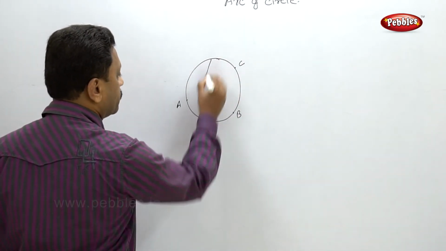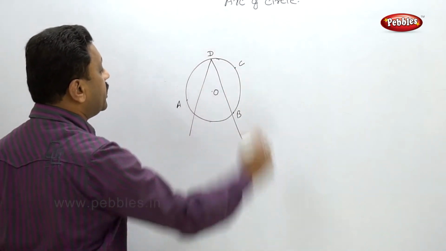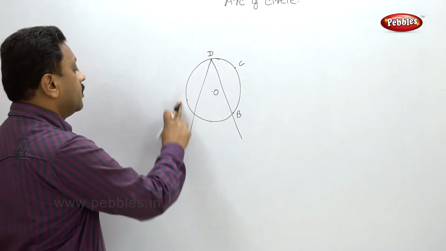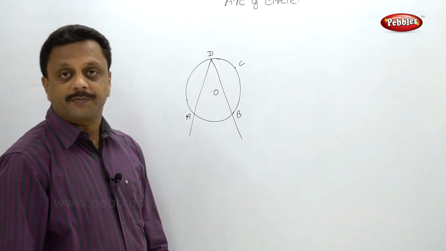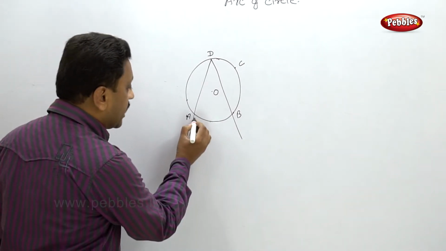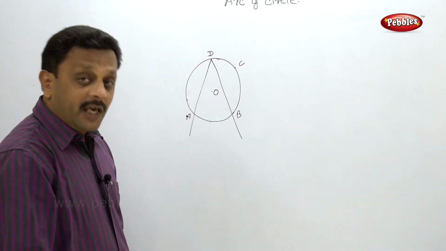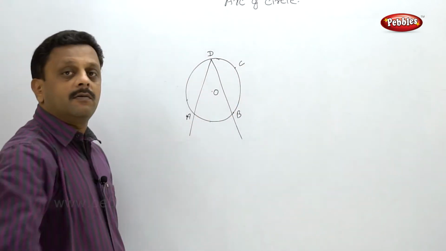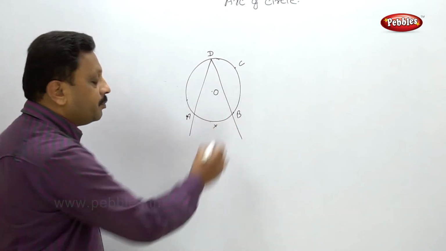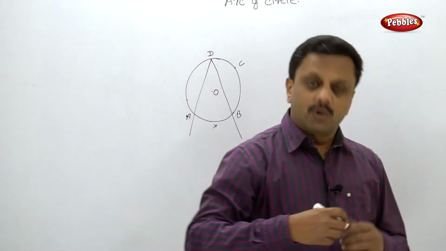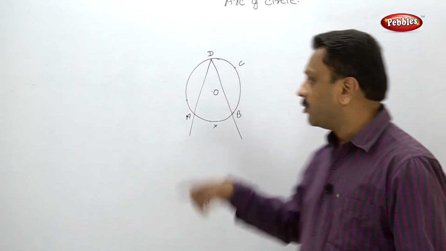Suppose this is an angle. Let me call this point D and this be point A, this point of contact, and this be point B. Correct? Then this is an arc, AB is an arc, but if you say AB, I can say this is also AB. So I will give another letter X. So this is AXB. And since it is smaller than the bigger one, I can call this a minor arc, and the remaining is the major arc.